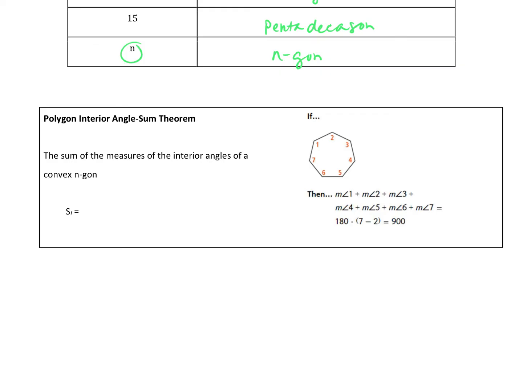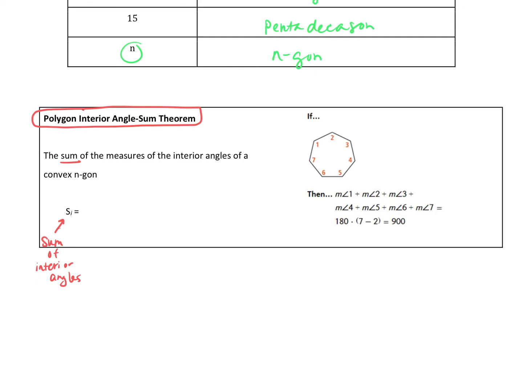And then here we have our polygon interior angle sum theorem. So the sum of the measures of the interior angles of a convex n-gon. So it doesn't matter how many sides, you can always find it the same way. So this S with a subscript of I stands for the sum of the interior angles. It's just a little abbreviation.